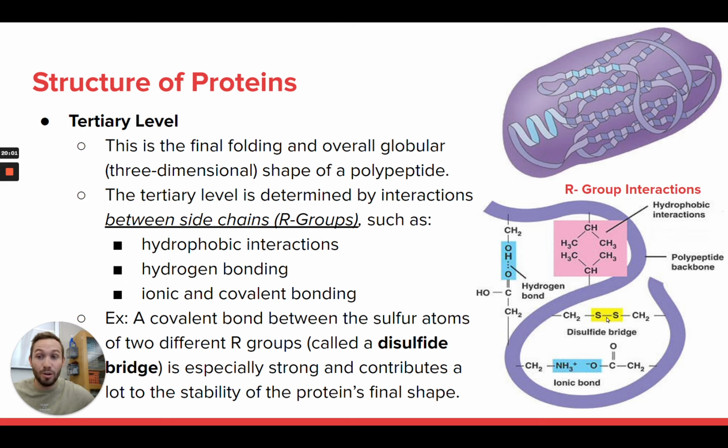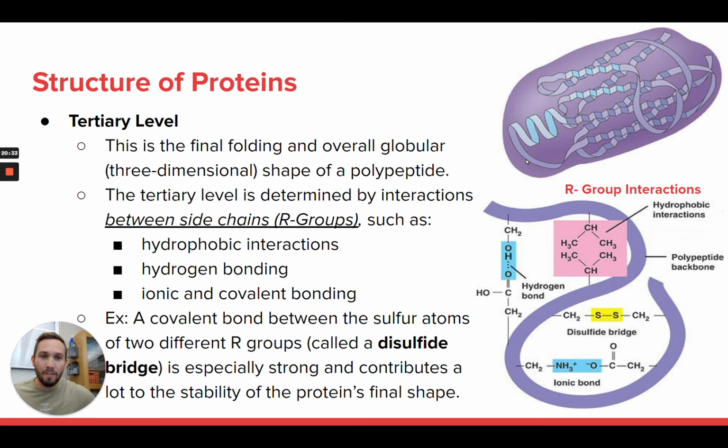A covalent bond is really strong, if you guys remember. The only way you could break this is through a chemical reaction. Whereas these other interactions, like hydrogen bonds or ionic bonds or hydrophobic interactions, can easily be broken. They're not super stable. But this guy's really stable, so this helps to kind of lock in certain parts of the protein structure. But anyway, these R groups finding other R groups and doing these different things with them is ultimately what's causing this final folding of this protein's globular three-dimensional shape.